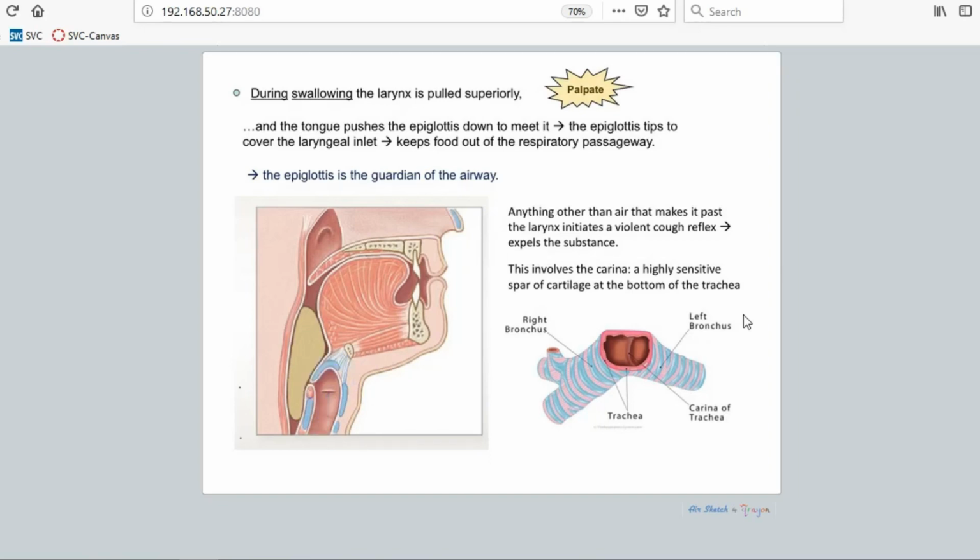And if for some reason liquid or food is able to make it down there, you know that, okay? Because it goes down to the bottom of the trachea, and right where the trachea forks, there's this little piece of sensitive cartilage called the carina. If anything other than air hits that carina, it initiates a violent cough reflex to expel that substance. And it is a violent response because you want to get that fluid or food or whatever it is out of the lungs.